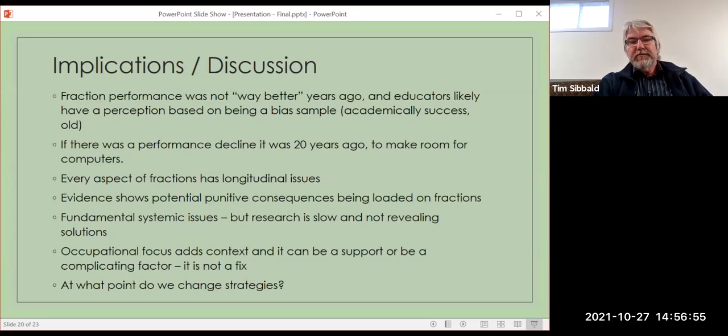We did see a decline in the province. If there was a decline, it was 20 years ago. As politely as I can possibly say this, get over it. And the decline was because computers got put into the math curriculum to support learning how to use technology. So if there was a decline, and the key there is if, the way it's measured is a problem. The occupational focus complicates. It's important. It potentially offers strategies, but that depends on the occupation. There are fundamental systemic issues, and progress is being made, but it is very slow.